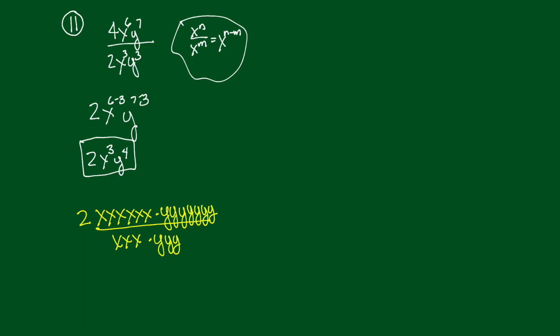And then what we can do is we can start canceling. 1, 2, 3. So how many of these x's are left? 3. There's our 3. And what about the y's? 1 goes, another goes, another goes. So how many y's are left? 4, and there's the 4.